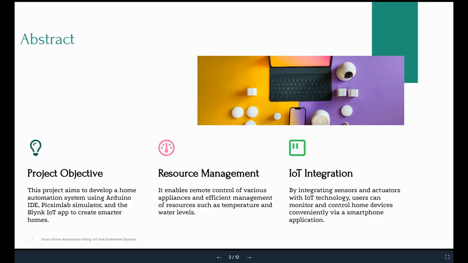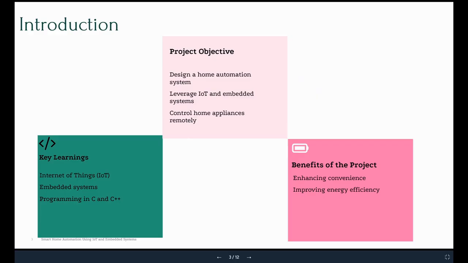Moving on to abstract project objective. This project aims to develop a home automation system using Arduino IDE, PixSim simulator and the Blynk IoT app to create smarter homes. Resource management: it enables remote control of various appliances and efficient management of resources such as temperature and water levels. IoT integration: by integrating sensors and actuators with IoT technology, users can monitor and control home devices conveniently via a smartphone application.